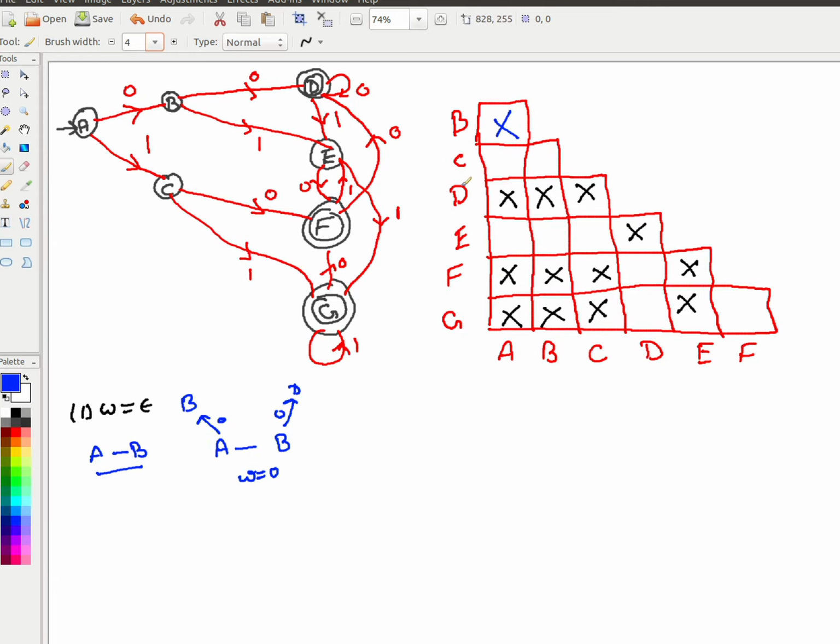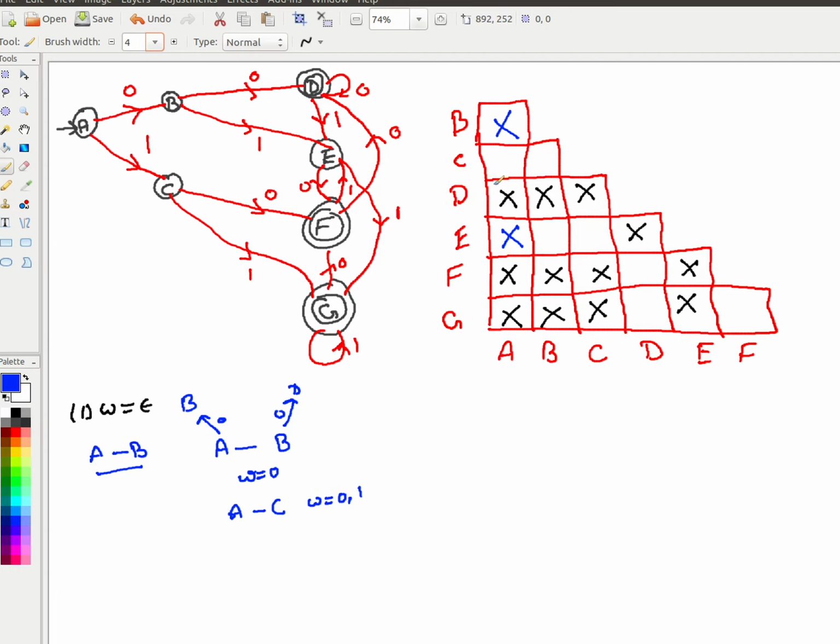Now what about A and C? Again, A at 0 goes to B, C at 0 goes to F, so distinguishable for W equals 0. Even for 1 it should hold, right? A at 1 goes to C, C at 1 goes to G. So you can use 0 or 1, it doesn't matter. But AB is not distinguishable for 1, because A goes at 1 to C, B goes at 1 to E. But you have to find some string, it doesn't matter which one.